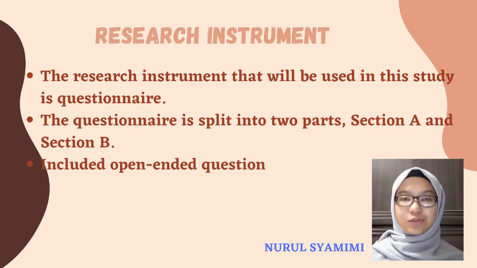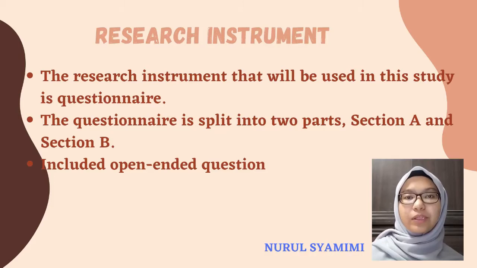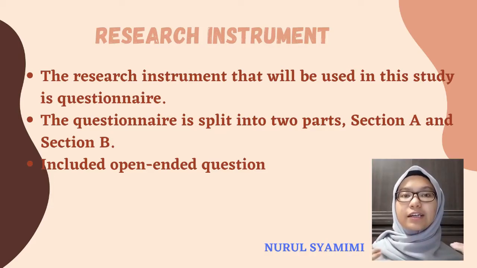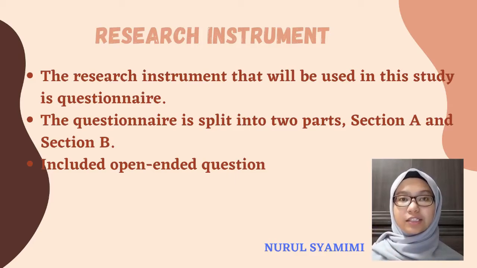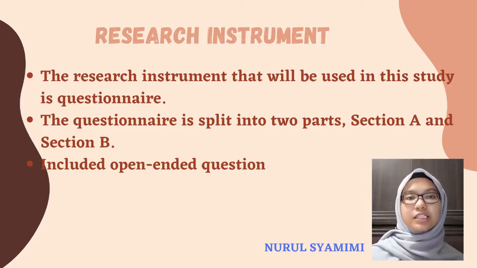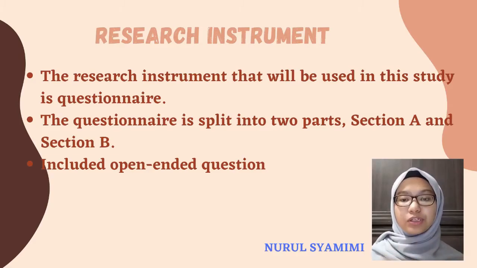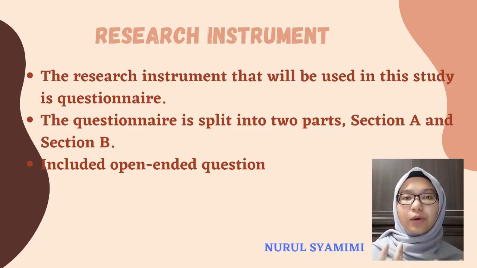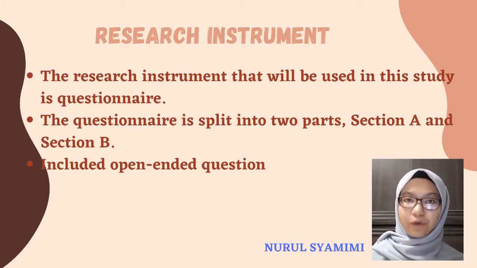Next, the research instrument. The research instrument that will be used in this study is a questionnaire. The questionnaire is split into two parts, Section A and Section B. Section A will be the demographic profile of the respondents, and Section B contains the main part that consists of factors that affected students' academic performance. The researcher also included open-ended questions to collect information on how to improve students' academic performance.